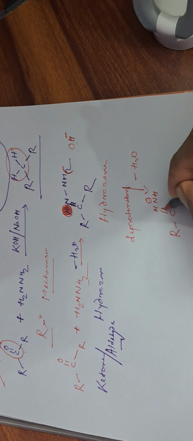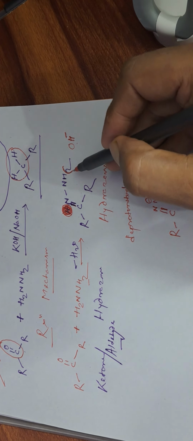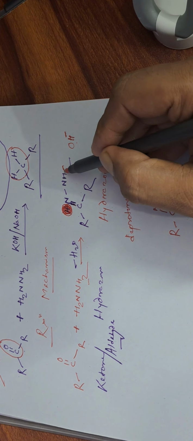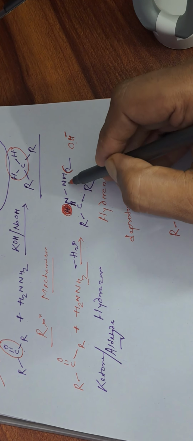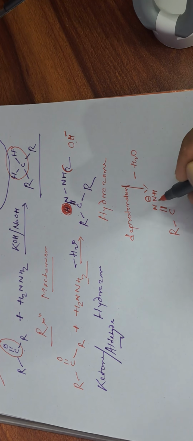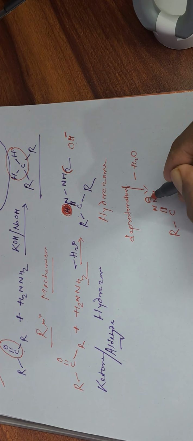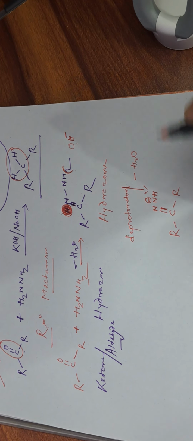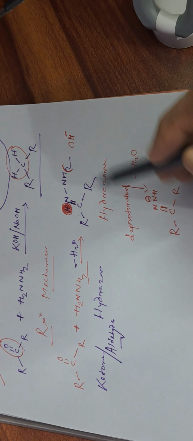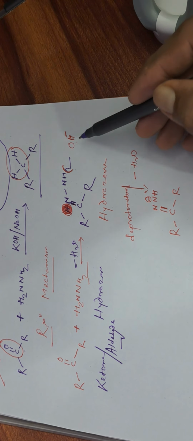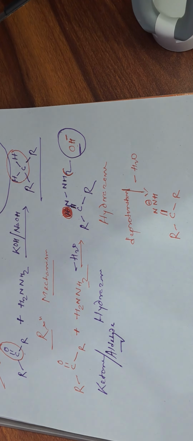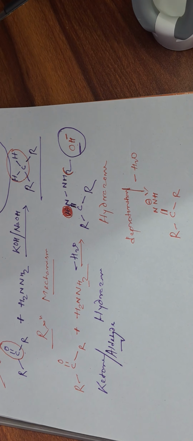Once the H plus has been taken off, what is left is the pair of electrons which was earlier shared between nitrogen and hydrogen. That has now become an anion, meaning a charge has developed over here. So this is the intermediate formed from hydrazone with the help of OH minus, which comes from the base.